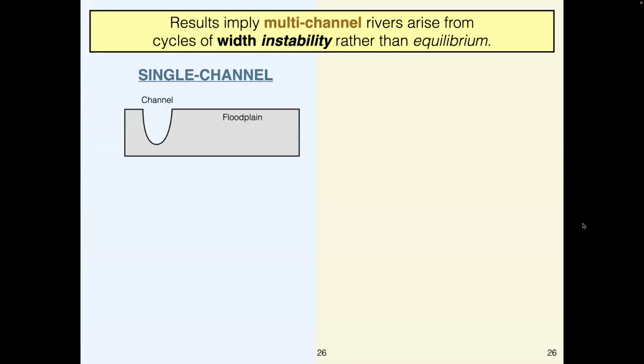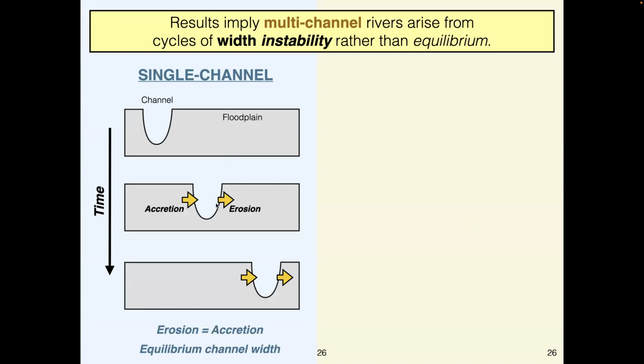And this is pretty interesting because I think it implies that these multi-channel rivers are arising from cycles of width instability rather than any kind of width equilibrium. And this is contrary to what a lot of us learn in geomorphology textbooks and in class, this idea that river channels over time migrate across their floodplain through this balance of erosion and accretion and have this sort of equilibrium form that's moving over time.